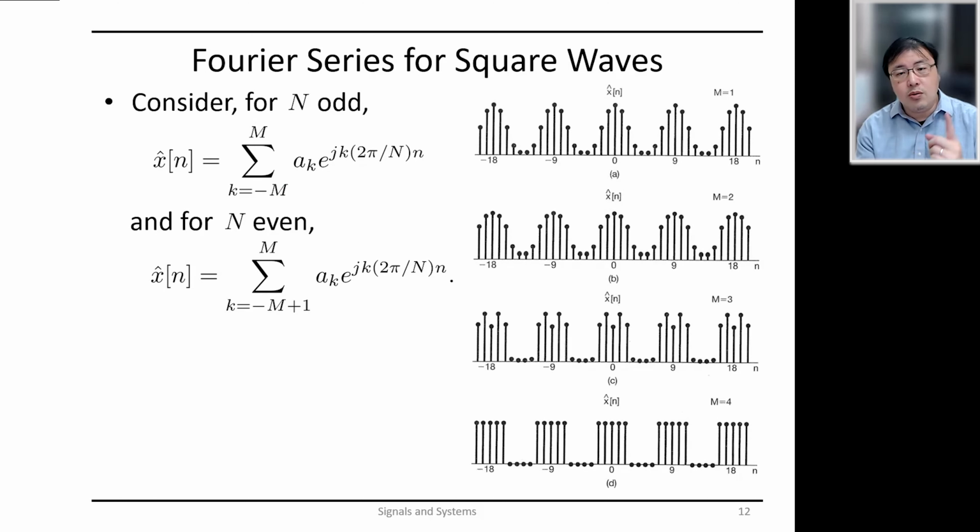Suppose that in the discrete case, we also look at this truncated Fourier series representation. If you take capital M equal to 1, you get something that looks like this. If you increase M to 2 terms, to 3 terms, you get something that looks more and more like a square wave. And eventually, when you increase capital M to 4, you get back exactly the square wave. Here we're looking at the case where N is equal to 9.